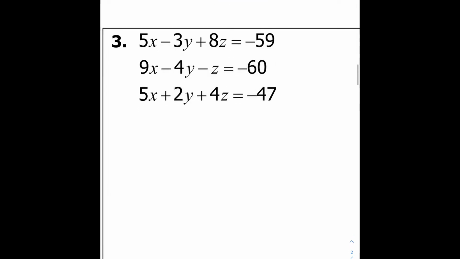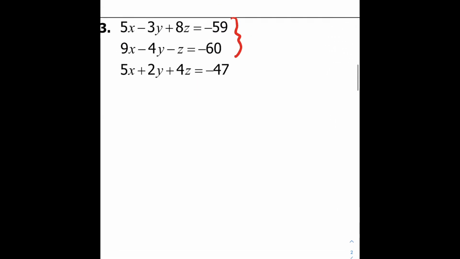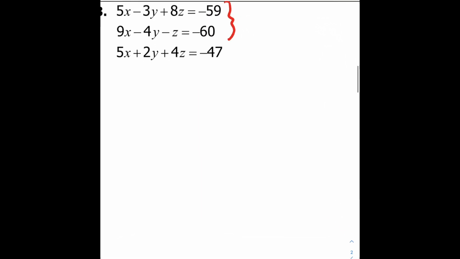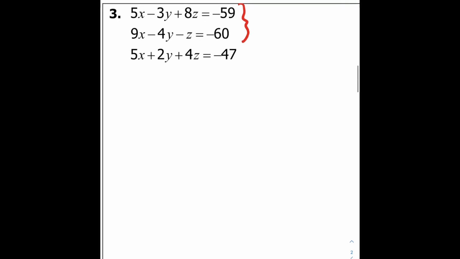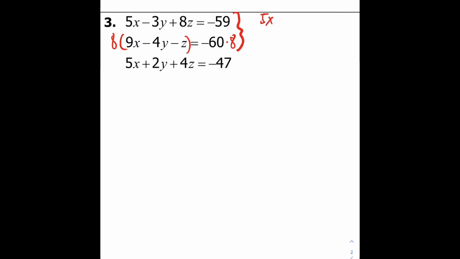So let me go ahead and start with these, label those red, okay? And then I'm going to multiply, right? I got to get this to be negative 8, so it'll cancel with the positive 8 here. So I'm going to multiply both sides of this equation by 8. All right, so I'll have, let me just copy that first one down.